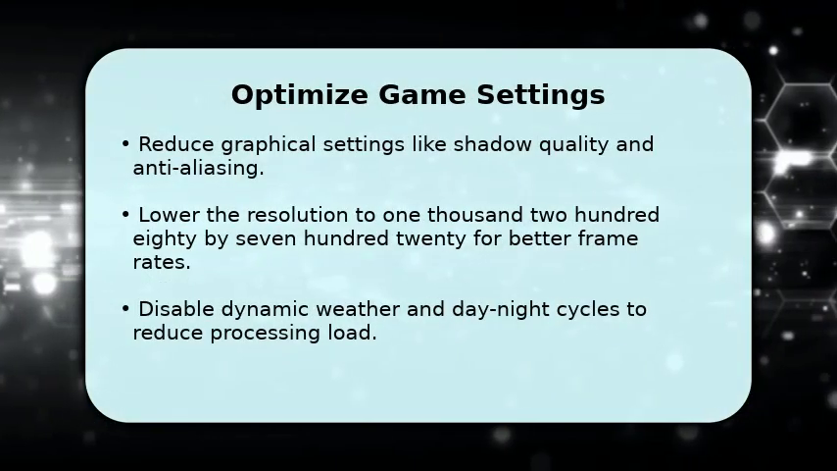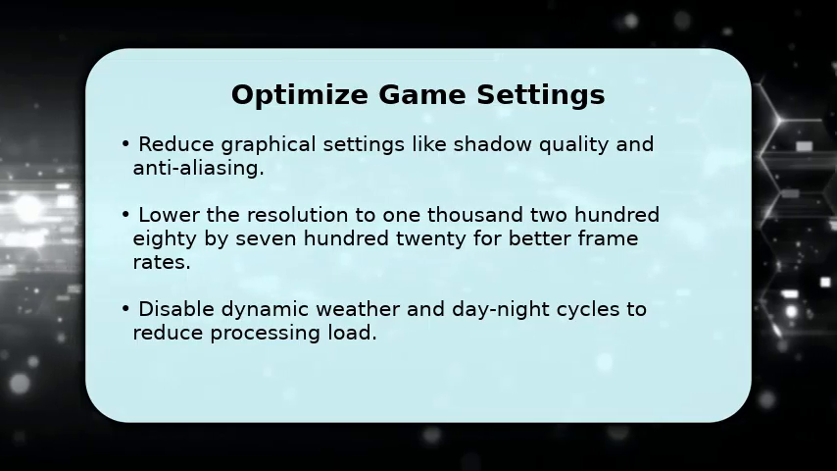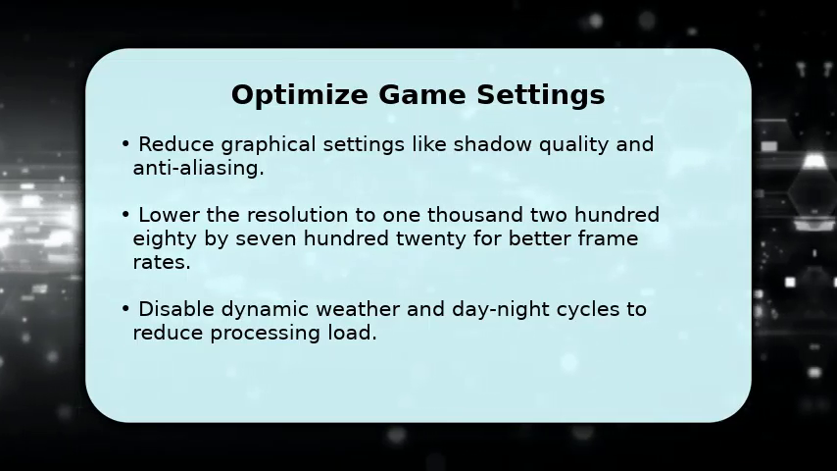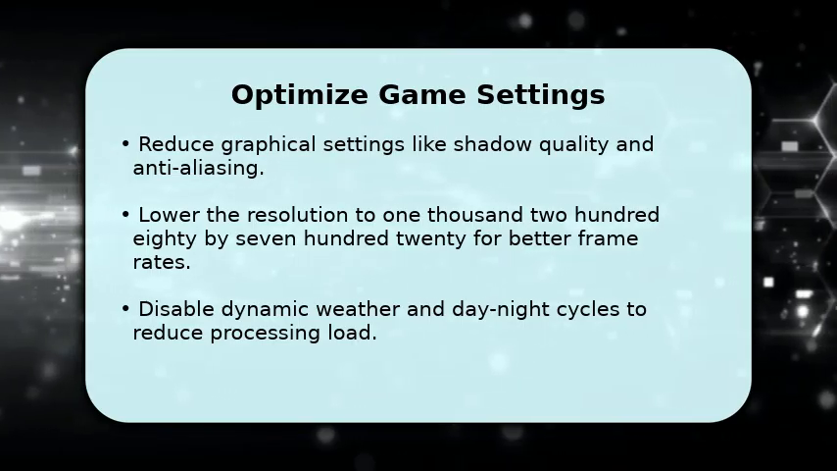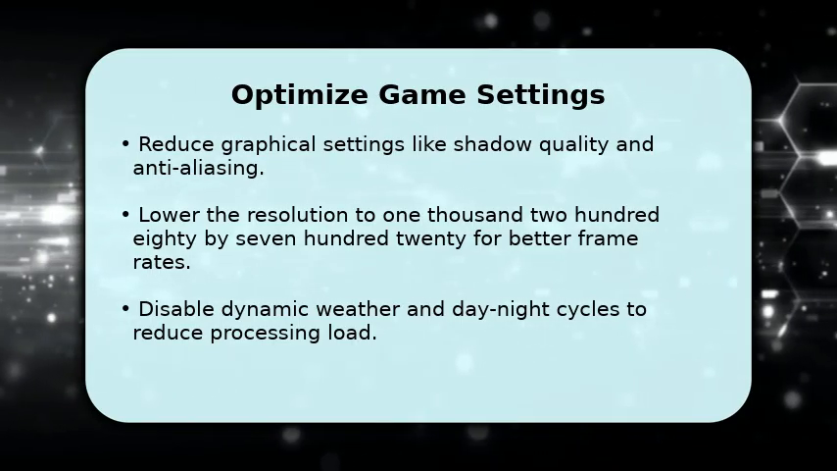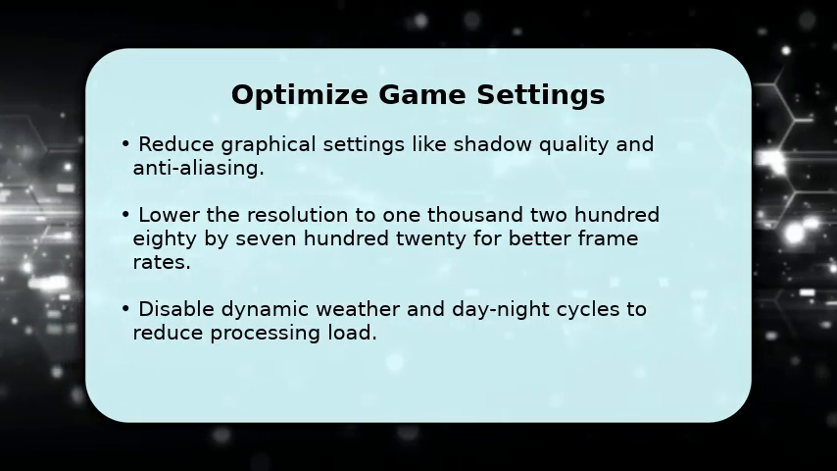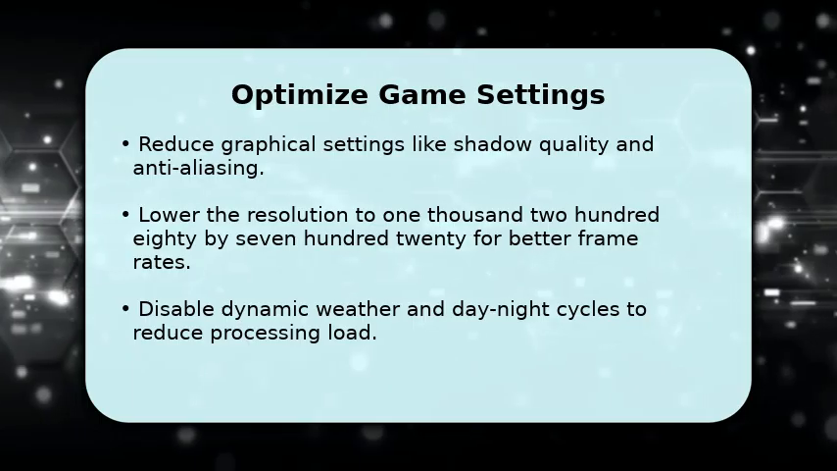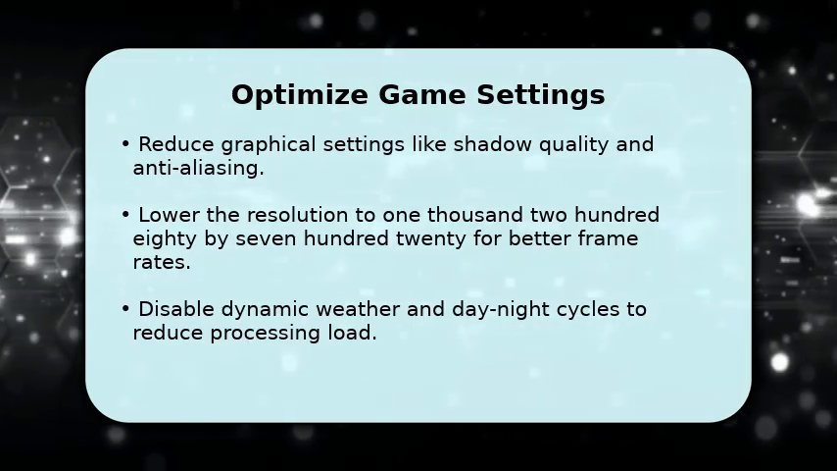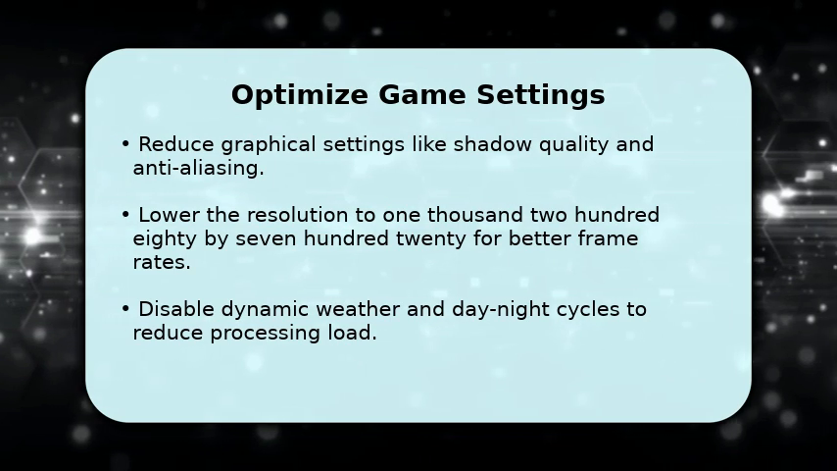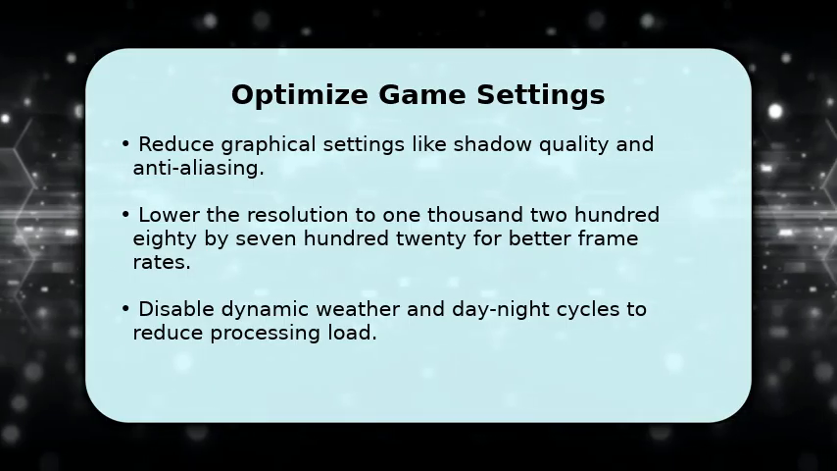To enhance your gameplay experience, optimizing in-game settings is key. Start by reducing demanding graphical options such as shadow quality and anti-aliasing. Lowering your screen resolution, perhaps to 1280 by 720 pixels, can significantly boost frame rates. Consider disabling dynamic weather and the day-night cycle to further lighten the processing load. Also, be mindful of your active mods and assets. Fewer can mean greater stability.